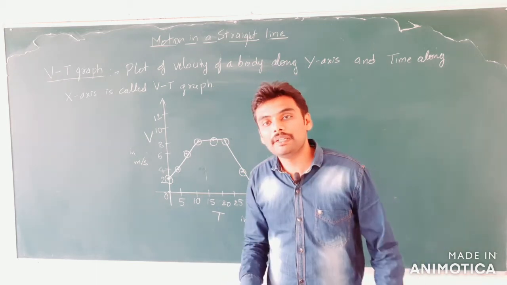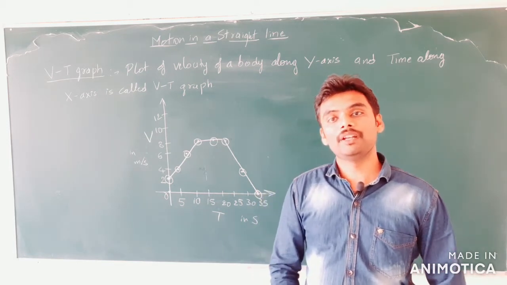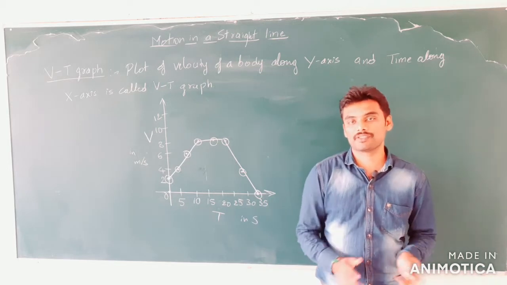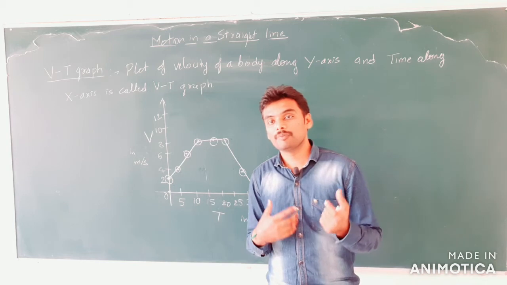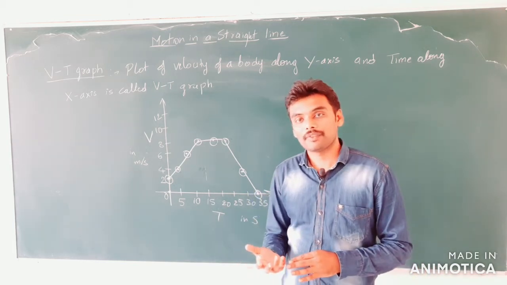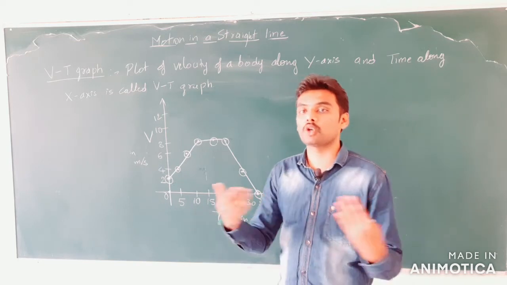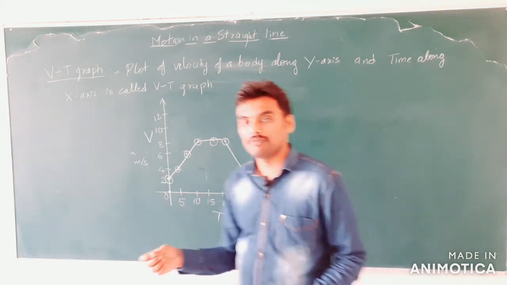What do you mean by speed or velocity becoming 0? Speed or velocity of a body becoming 0 means the body has come to rest. So this is how you should be able to analyze a graph and understand the motion, or in the opposite way, if the motion is given you should be able to draw the graph. So this is about the introduction of the VT graph.